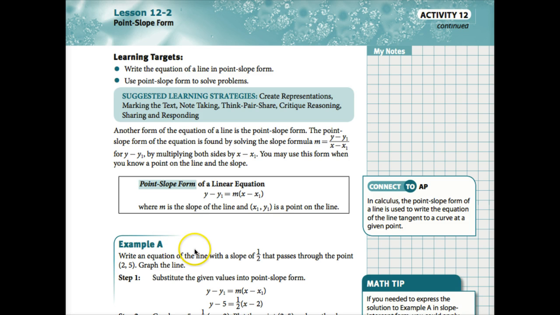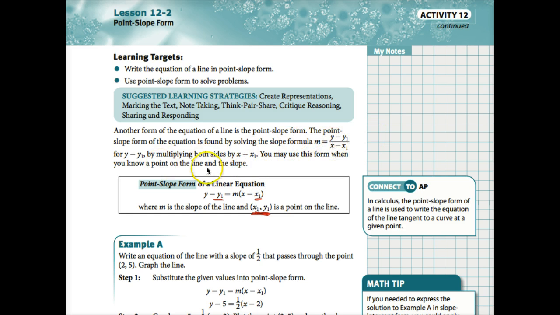So point-slope form, you can see it down here, y minus y1 equals m times the quantity x minus x1. Now, it says very clearly here, m is the slope of the line, x1 comma y1 is a point on the line. So this is an ordered pair, and you can see that these values show up here and here. So this y and this x are the actual variables, the ones that stay y and x. The x1, y1 are the ones that we're going to plug in.